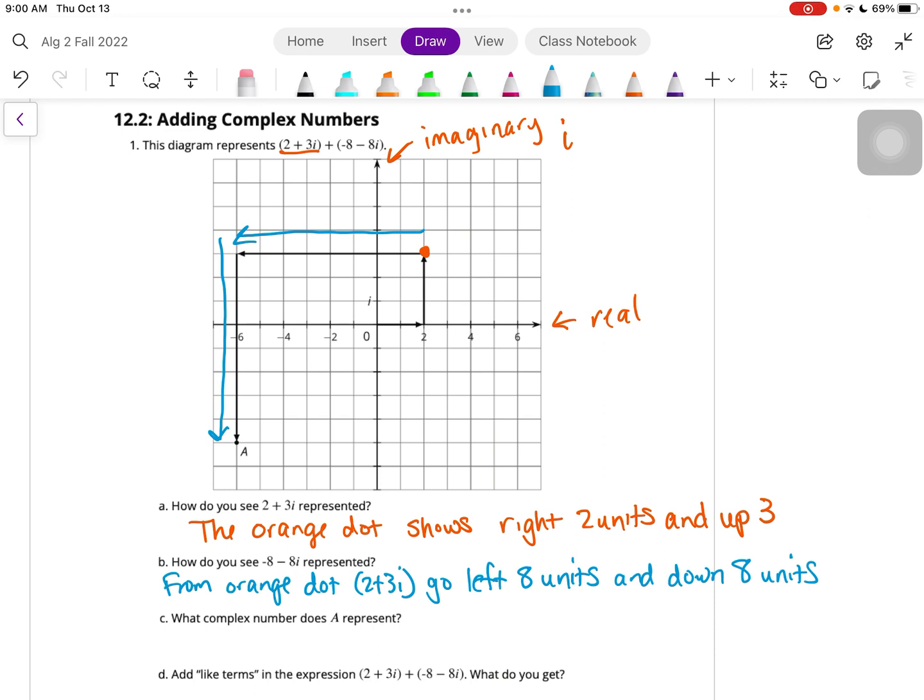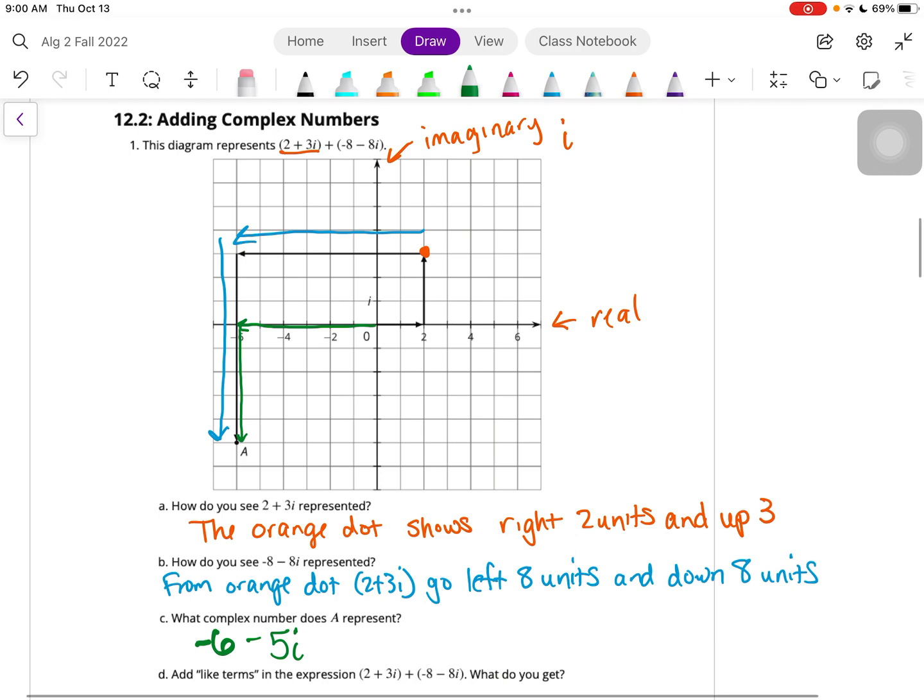All right, so what complex number does A represent? If we look at that, we're going to the left to get to A. We're going left. Actually, I should probably do that. Oh, wrong one. There we go. We're going left 6 units, so that's negative 6. And then we went down, what's that, 5? 1, 2, 3, 4, 5. Yeah, 5 units, so minus 5i. All right, so that's how we can do it graphically.